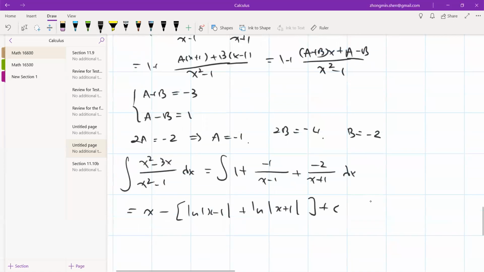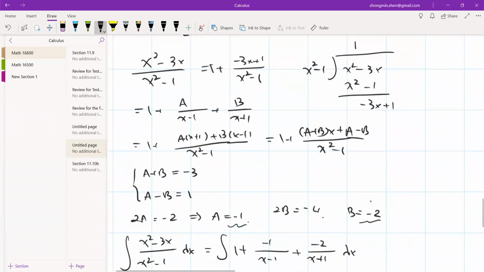What's the negative? No, I have a negative sign here. A is -1, B is -2, so it's negative. I take a negative sign out, yes. A plus B equals -3.